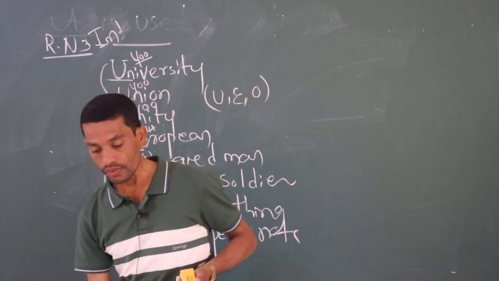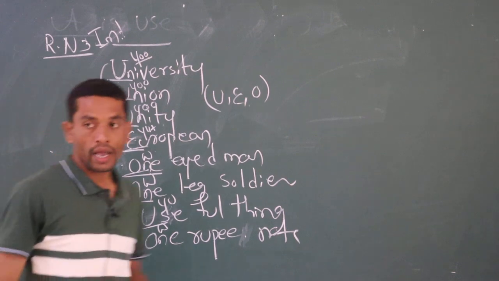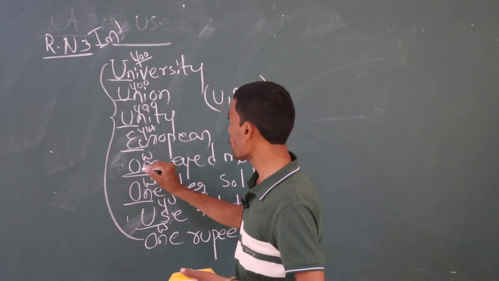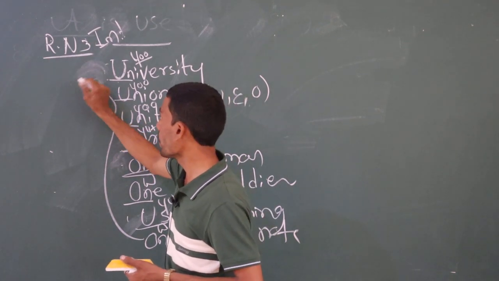Union, university, union and unity, European. Here we should not use an. What we have to use? We have to use a article.